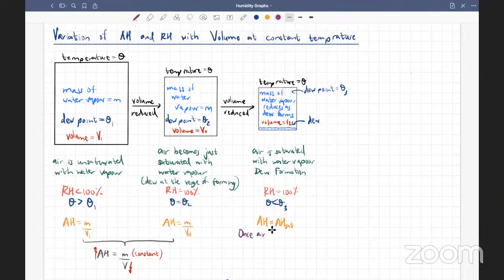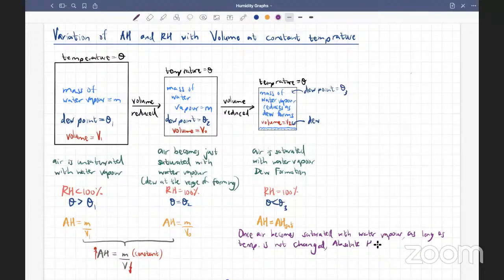Once air becomes saturated with water vapor, as long as temperature is not changed, absolute humidity of saturated vapor will not change. Saturated vapor will not change.